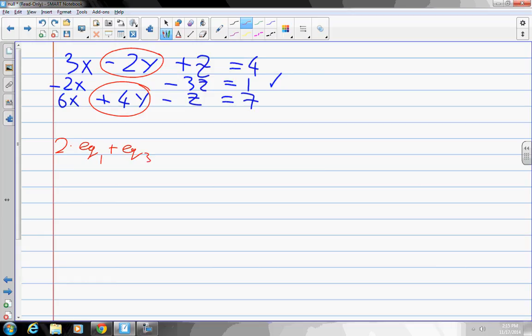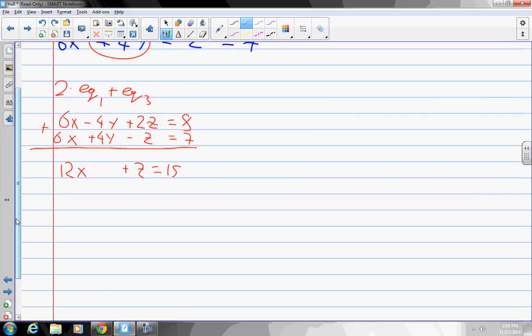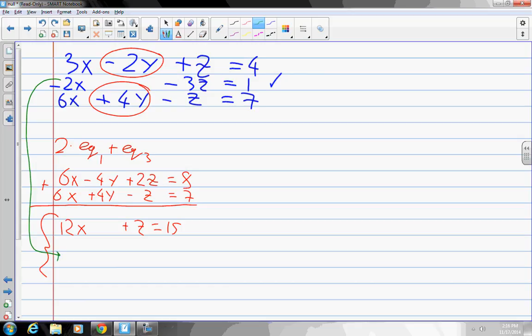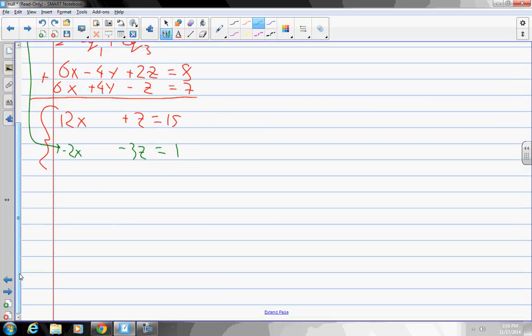So if I multiply the first one by 2, I'll get 6x minus 4y plus 2z equals 8. And then it's 6x plus 4y minus z equals 7. Right? So if I add them, we'll get 12x plus z equals 15. So that's our new equation. And I'll take the original second equation in here. So that's negative 2x minus 3z equals 1. Right?